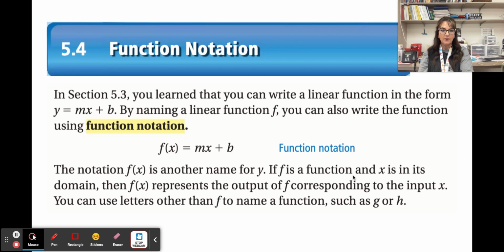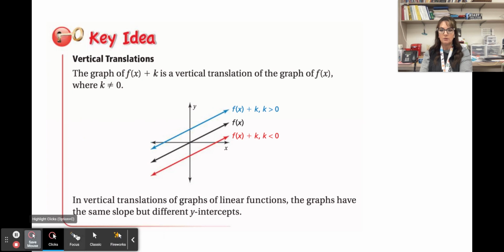If f is a function and x is its domain, f of x represents the output or the range of f corresponding to the input. We can use any letter other than f to name the function, such as g, h, anything. If you're working with two or more functions, you name them two different things. We can use this then to compare functions and so forth. So let's do that.